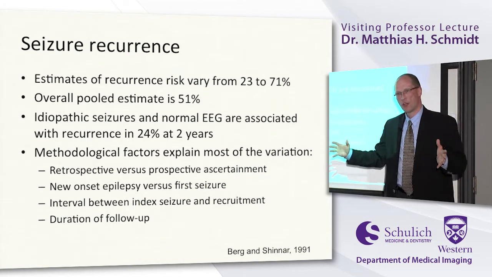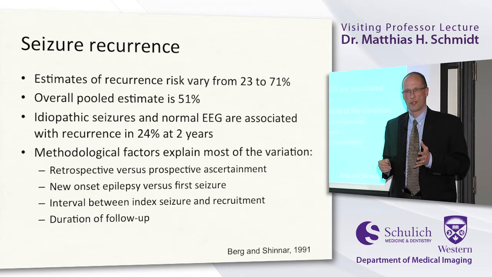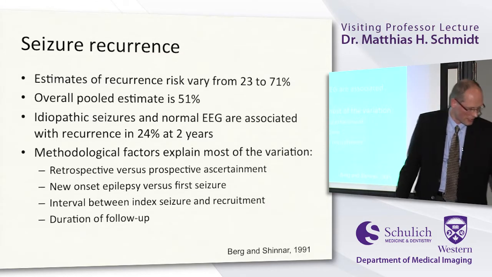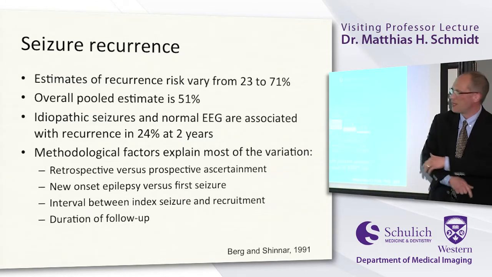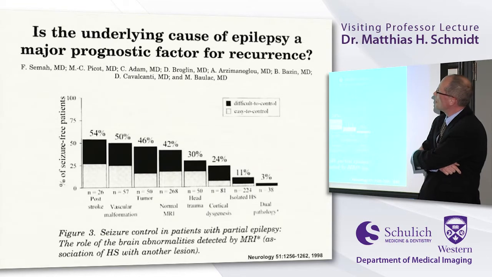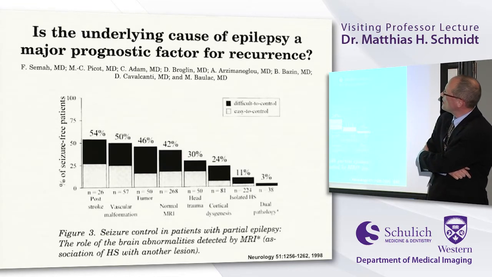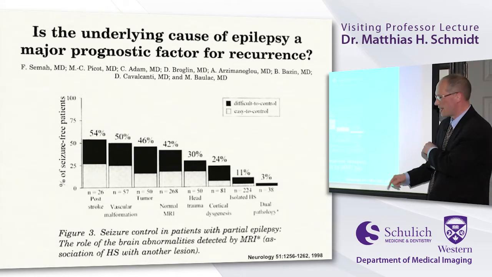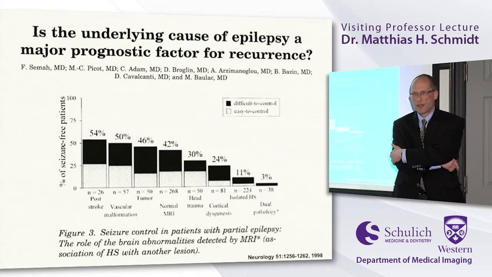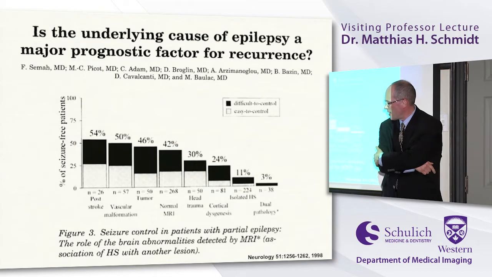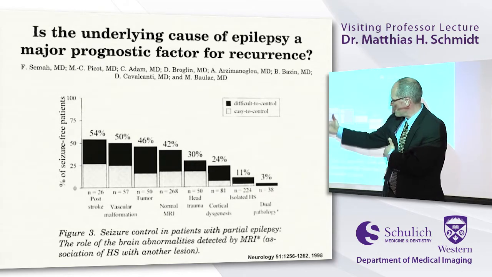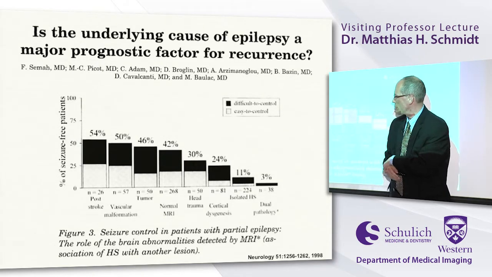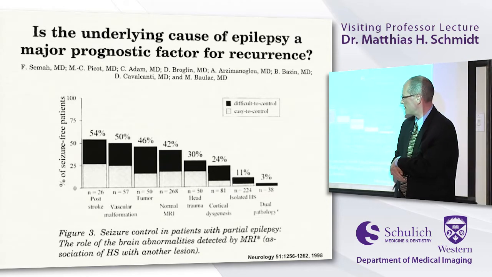If the duration of your follow-up is very short, then you're going to obviously underestimate the seizure recurrence risk. Currently, 2 years is considered an appropriate interval. Now, is the underlying cause of epilepsy a major prognostic factor for recurrence? This is ancient data, but it still informs our thinking. Because if you have seizures because of a stroke or a vascular malformation, you have about a 50-50 chance.